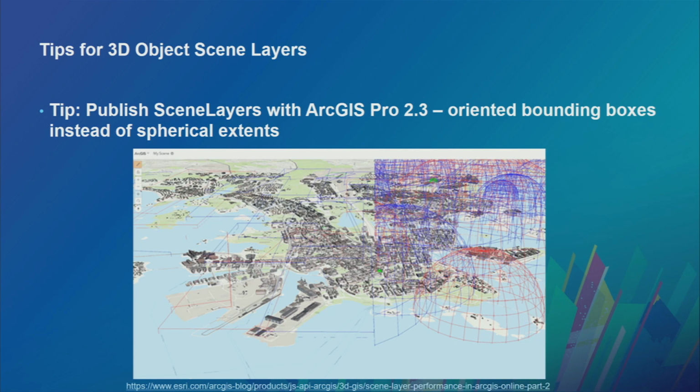I have a simple tip here. It's about publishing scene layers with the latest version of ArcGIS Pro. Now I sound like a real marketing person. But the truth is that in this latest version, we publish scene layers using these oriented bounding boxes instead of spherical extents. And these are just much more performant. If you want to read about it in detail, Stefan wrote a blog post on how exactly it works and why they are more optimal.